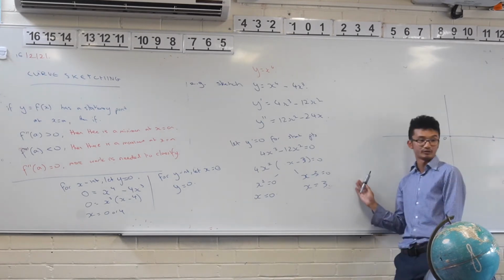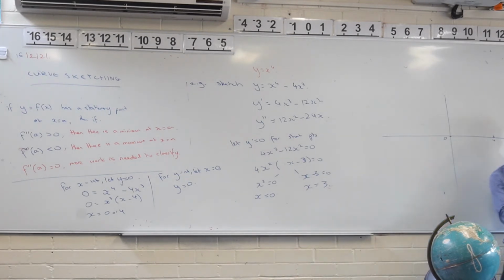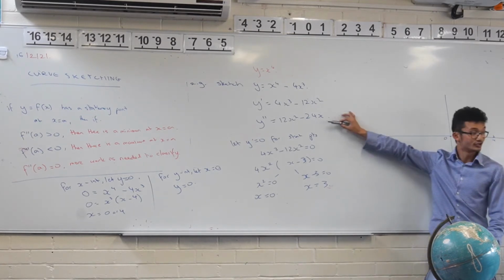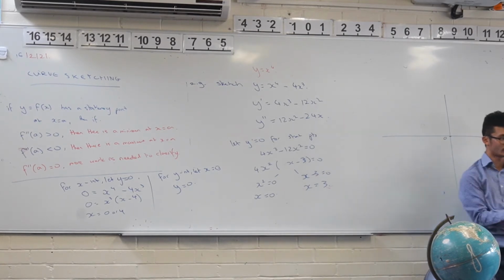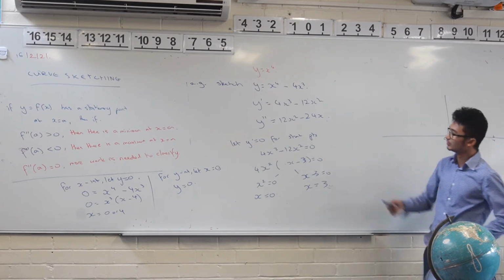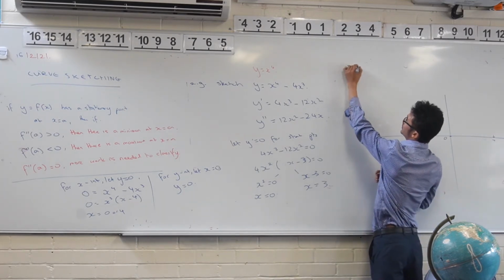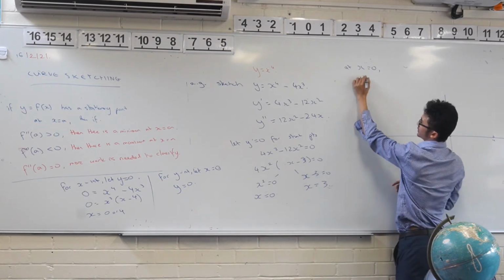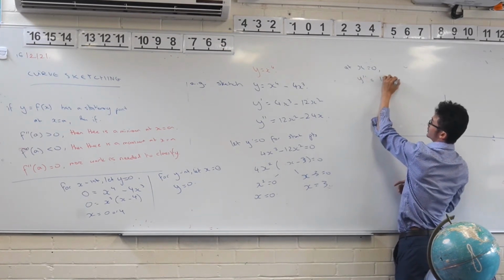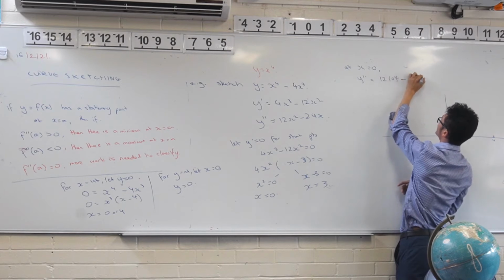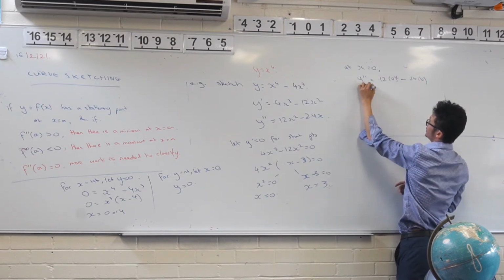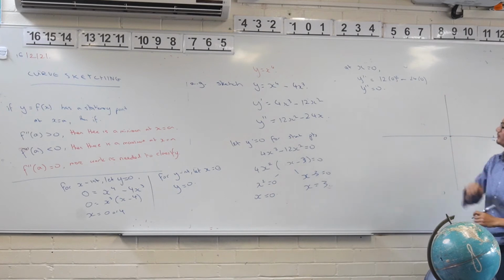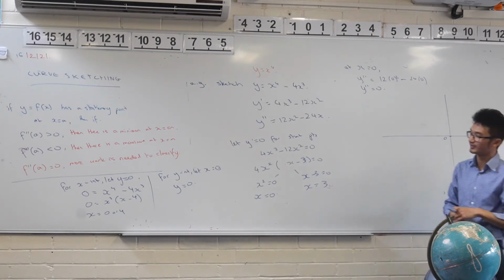So rather than drawing the table out each time for both of those, because that's actually quite time consuming, what you can do is just substitute them in and go from there, right? So let me show you what I mean by that. So you can say at x equals 0, y double dash is equal to 12 times 0 squared minus 24 times 0. So y double dash equals 0. And so what do you know about that? What does that tell us? It's a point of inflection.